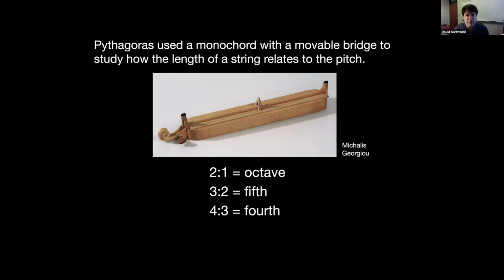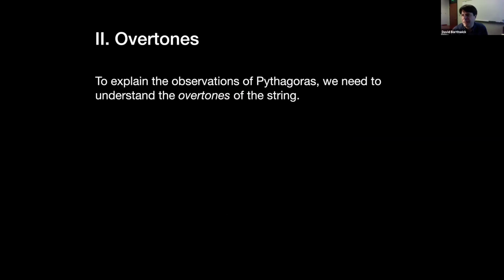And so what Pythagoras found using this device is that certain ratios of lengths give rise to pleasing intervals. For example, the 2 to 1 gives you an octave, 3 to 2 gives you a fifth, and so on. And in general, integer ratios between the lengths give nice-sounding intervals. So that's the first question we'll try to address when we get to this discussion of intervals, is why the ratios of lengths turn out to be integers. But before we get to that, we need to talk about overtones.